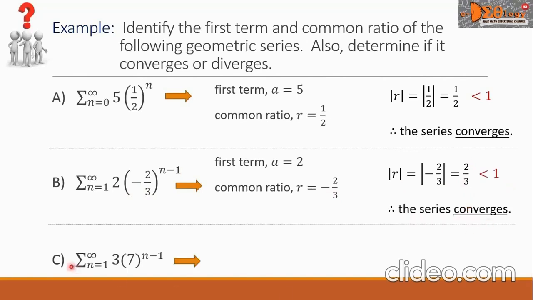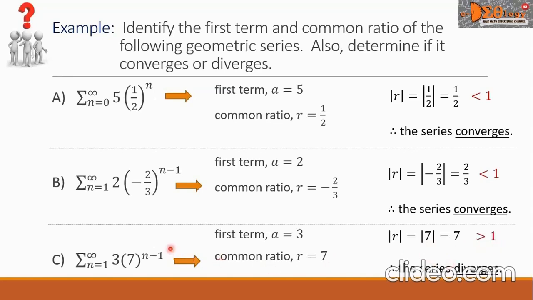Problem C. Summation from n equals 1 up to infinity of 3 times the quantity 7 raised to n minus 1. The first term A is equal to 3, and the common ratio R equals 7. Testing for convergence or divergence, the absolute value of R equals the absolute value of 7. Therefore, this is equal to 7, and we can see that 7 is more than 1. Therefore, this series diverges.